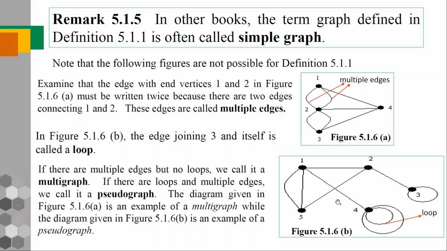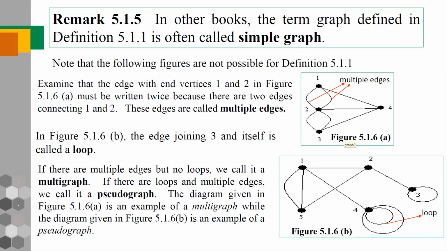Okay, a self-loop is an edge that connects a vertex back to itself. So this one is an example of a self-loop. There are two self-loops here, at vertex number 4 and also at vertex 3. Okay, we have multiple edges and self-loops. So a simple graph must have no multiple edges and no self-loops.